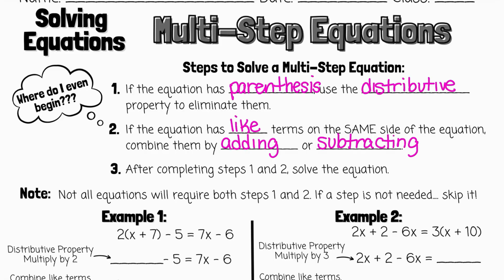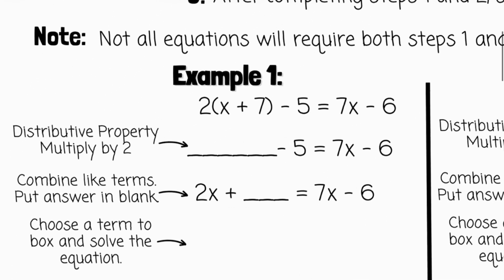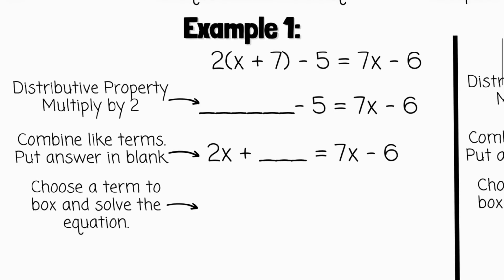Now, sometimes you may not have to do both step 1 and step 2. Maybe you don't have parentheses, skip straight down to step 2. Maybe you've got parentheses, but then no like terms, so you go from step 1 to actually solving. That's okay. Look for both of those things and then start solving. All right, let's look at our example 1.